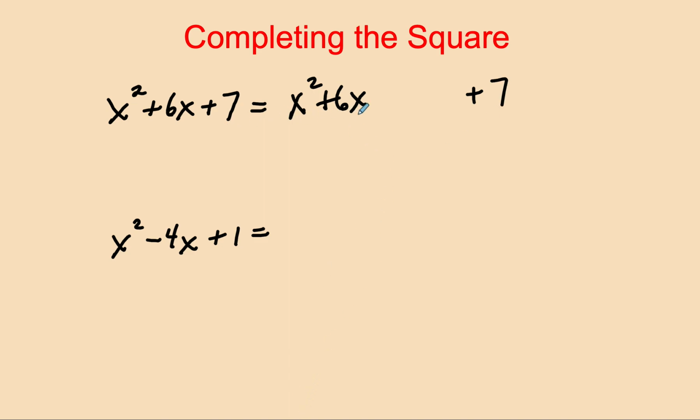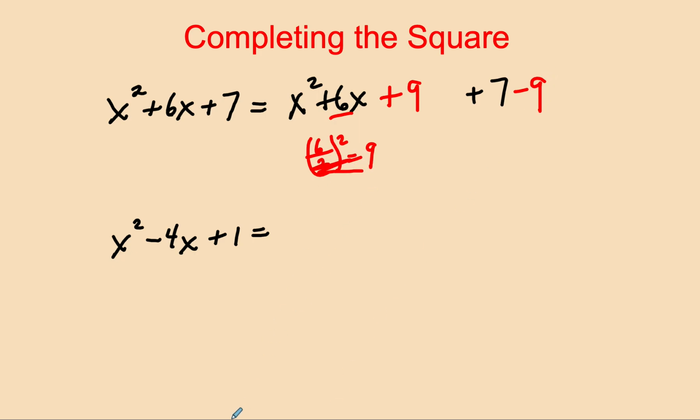And to complete the square, what we do is take half of this term, which is 3, and then square it. So take half of the 6 and then square it, and that answer is 9. So we want to add 9 to complete the square. But if we're going to add 9, we need to subtract 9 so that we don't change the problem.